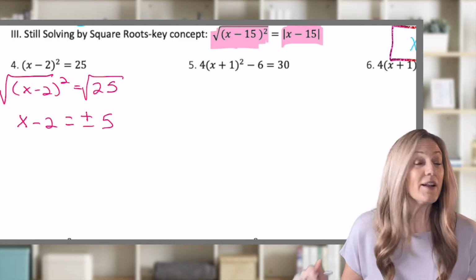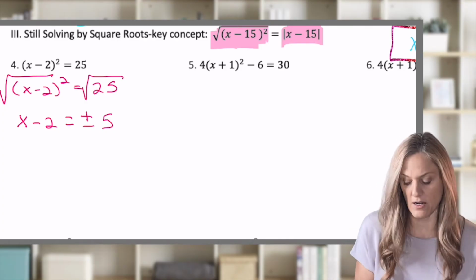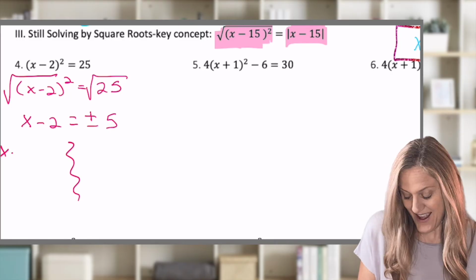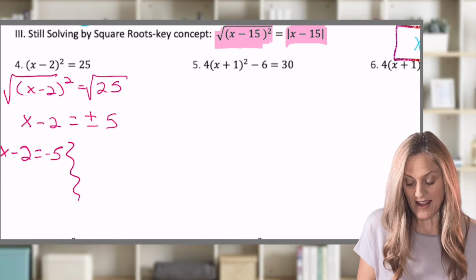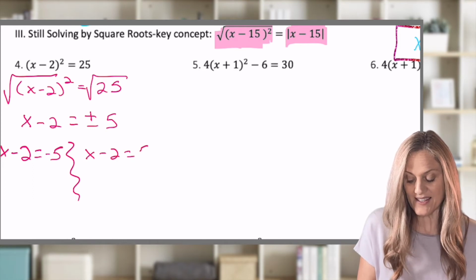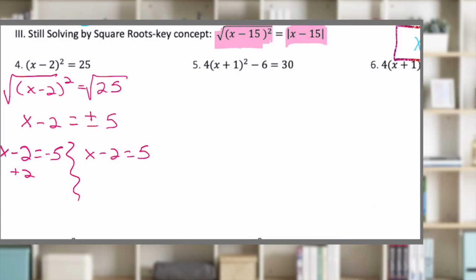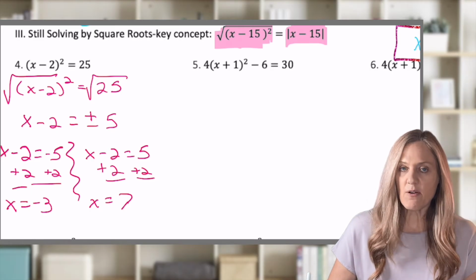Then what? We don't have it solved for x yet, so I want you to be very careful here. Let's split this into two possibilities. X minus 2 equals negative 5. X minus 2 equals positive 5. Don't skip this step. Solve. So we have our two possibilities. X can be -3 or X can be 7.